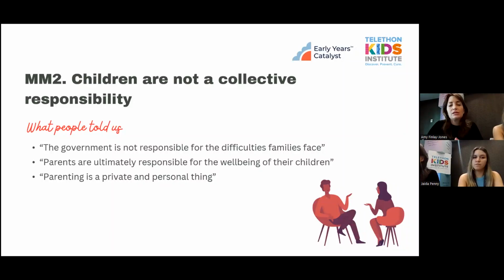And we see a little bit of a difference between this mental model and mental model number 1. In mental model number 1, people told us, well, ECD is not necessarily within the scope of the government's role. In this mental model, people are talking about, even if it was within scope, it's not something that we would feel comfortable accepting. People might see us negatively if we assumed that our children could be looked after by the collective.